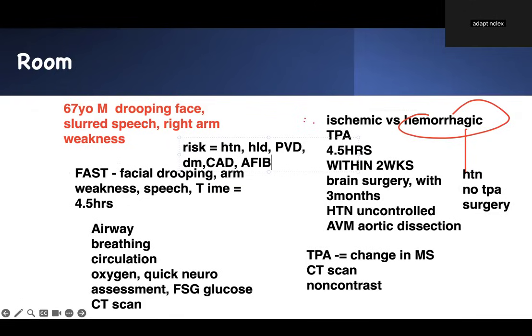This is your room one. Thank you for saving this patient. You learned everything, in very short form, about hemorrhagic and ischemic stroke. What are the signs and symptoms associated with it? What do you do when it comes to that?